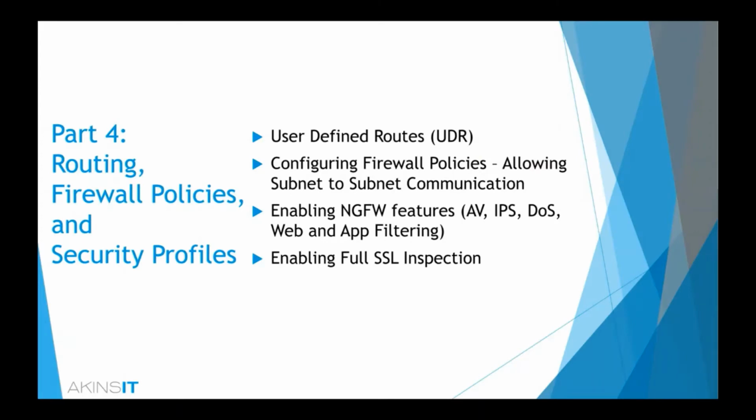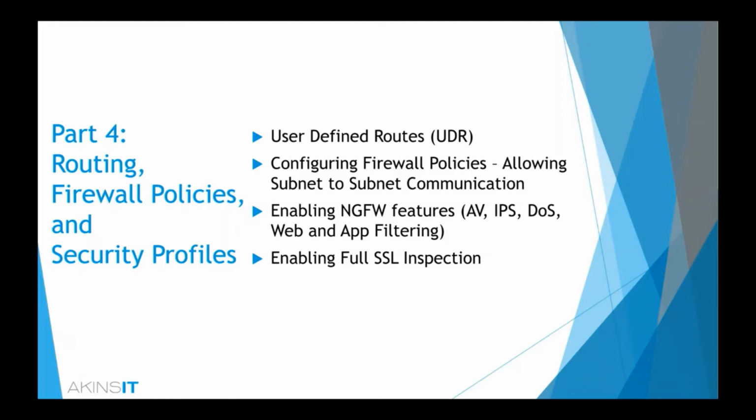So now to our last part. Part 4, routing, firewall policies, and security profiles. So here, we have our virtual FortiGate appliance, right? It's in the Azure environment, but no traffic is currently flowing through it. So my VMs right now pretty much don't know that the FortiGate exists, okay?